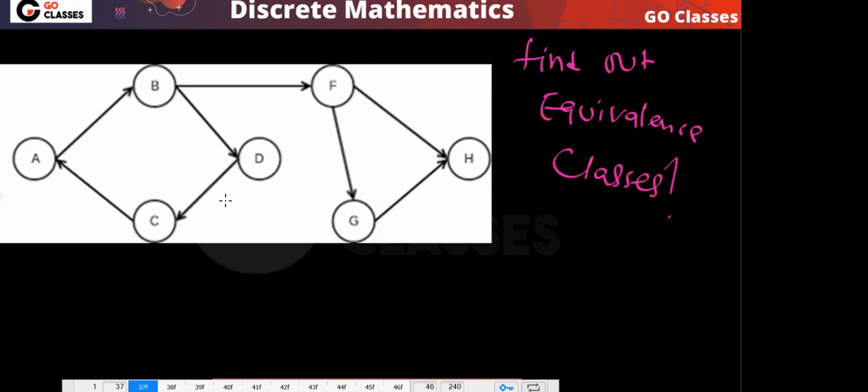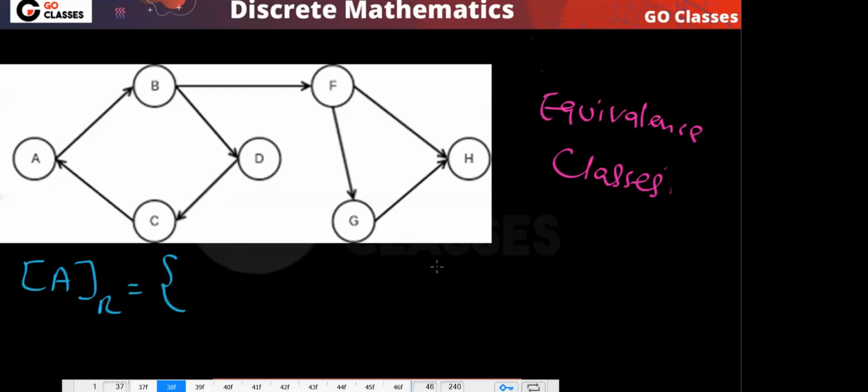What are the equivalence classes? Let's find out the equivalence classes for this graph. So what is the equivalence class of A? Please tell me what is the equivalence class of A. See, the equivalence class of A will have A.